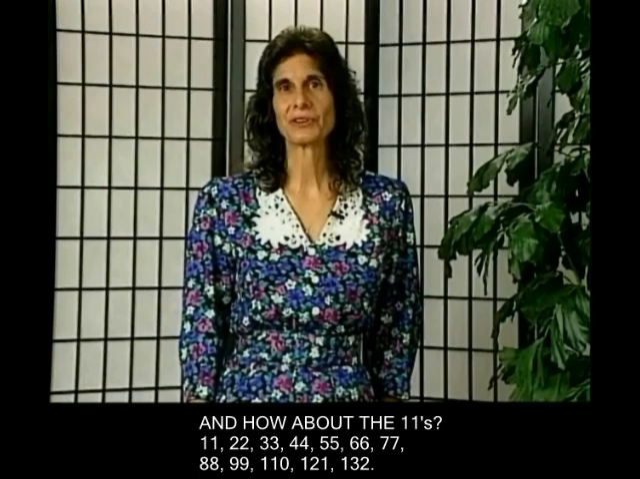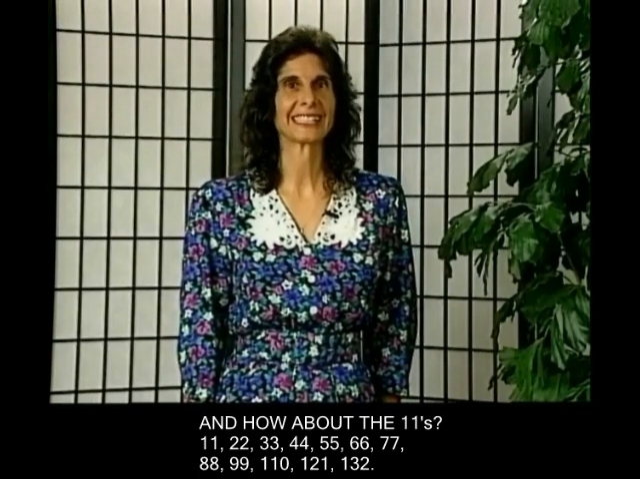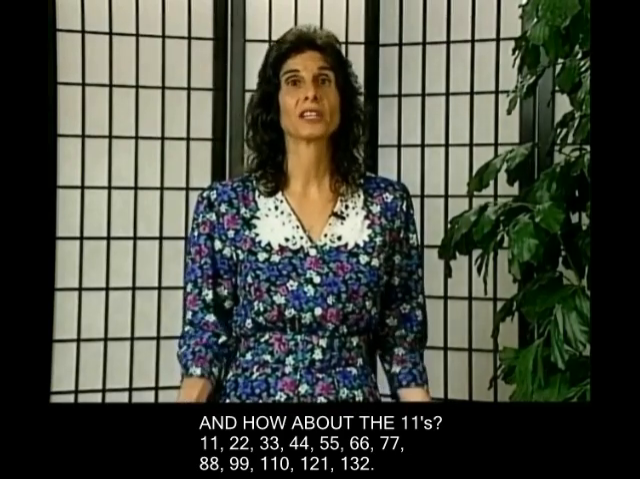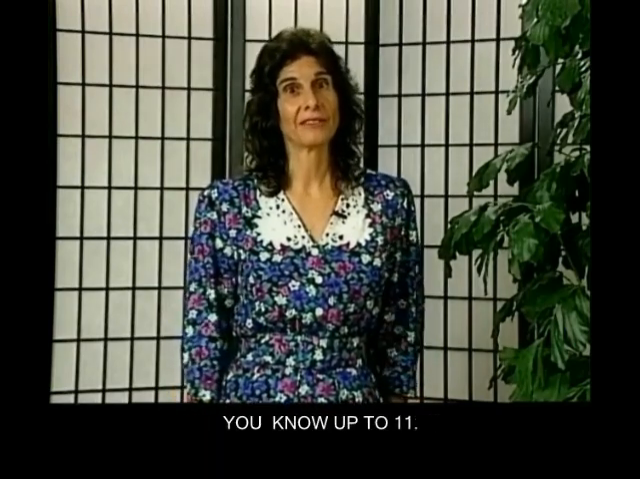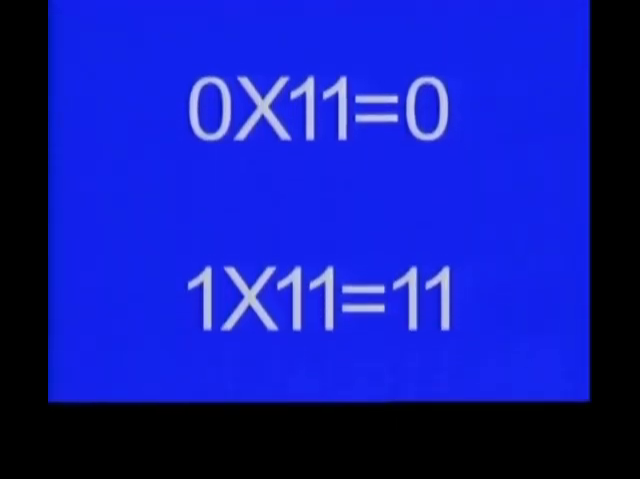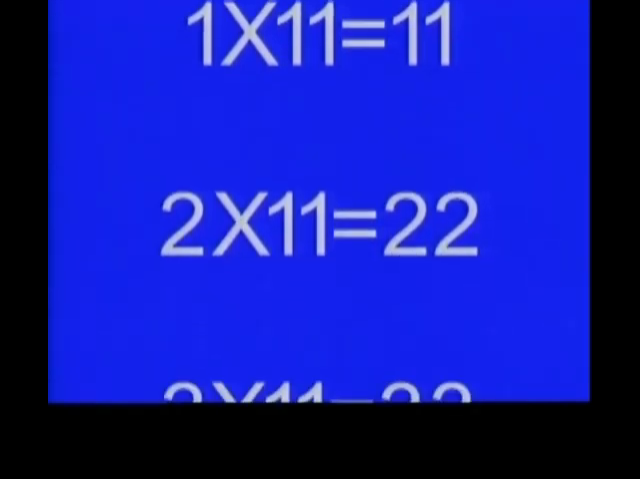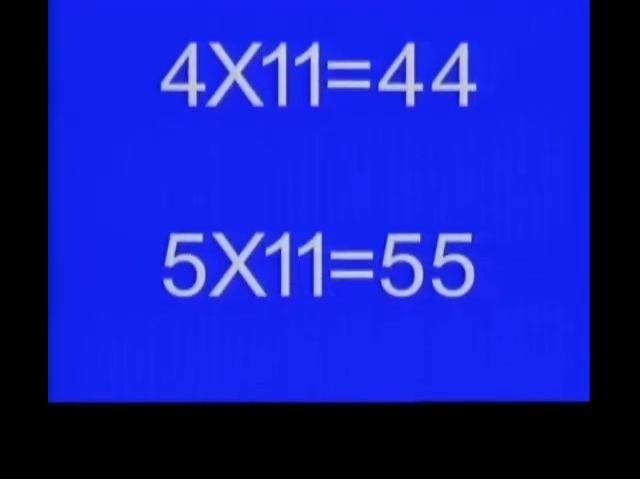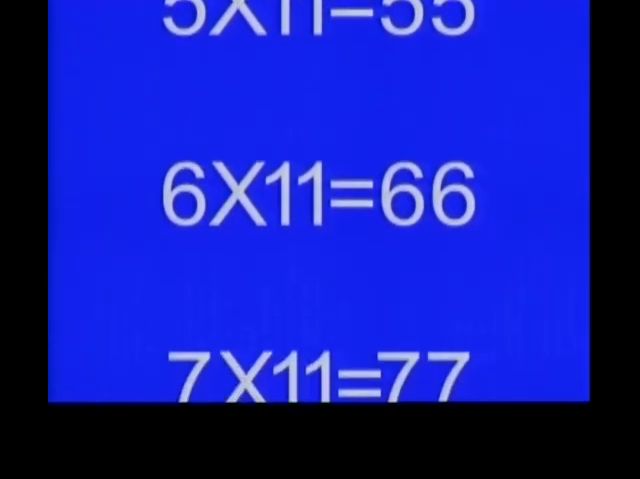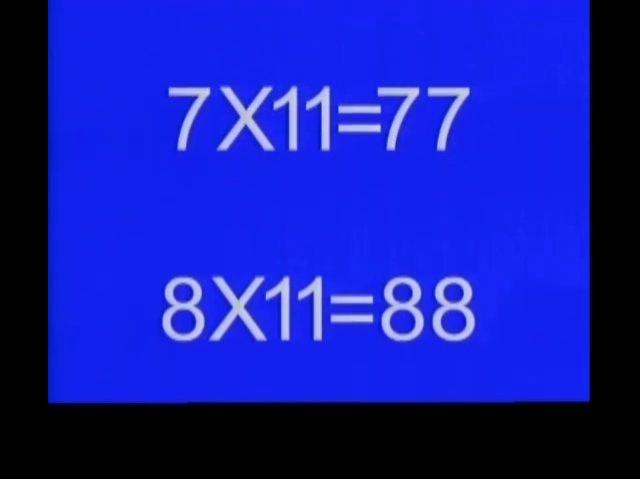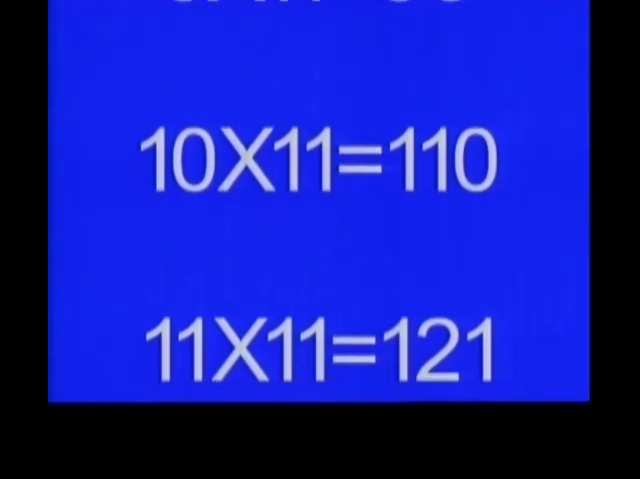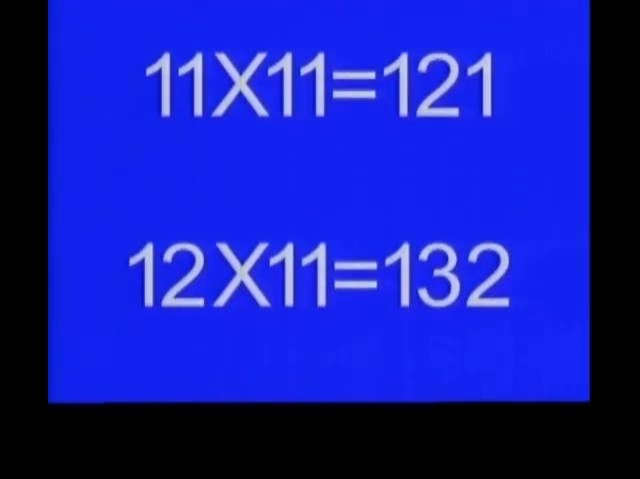11, 22, 33, 44, 55, 66, 77, 88, 99, 110, 121, 132. You know up to 11. 0 times 11 is 0. 1 times 11 is 11. 2 times 11 is 22. 3 times 11 is 33. 4 times 11 is 44. 5 times 11 is 55. 6 times 11 is 66. 7 times 11 is 77. 8 times 11 is 88. 9 times 11 is 99. 10 times 11 is 110. 11 times 11 is 121.